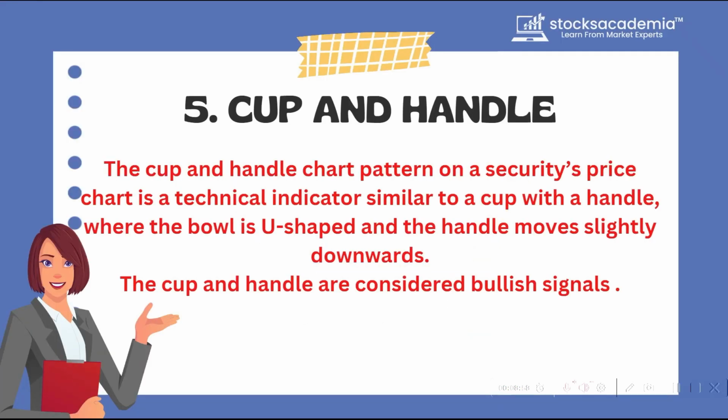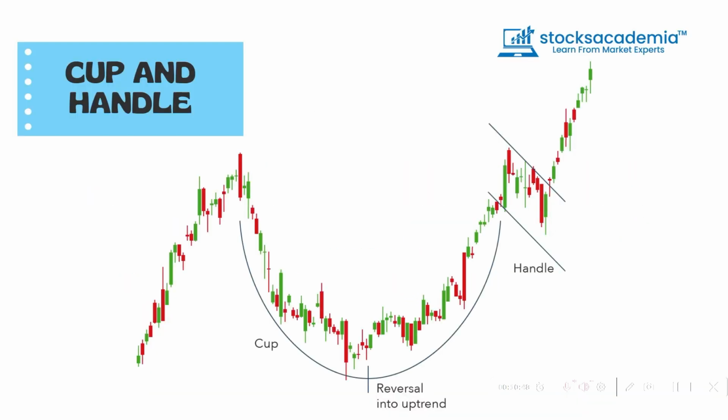Now the fifth one, which is cup and handle. The cup and handle chart pattern on a security's price chart is a technical indicator similar to a cup with a handle, where the bowl is U-shaped and the handle moves slightly downwards, and the cup and handle is considered a bullish signal. So now let's see the chart.